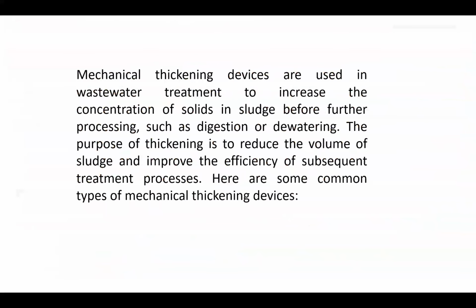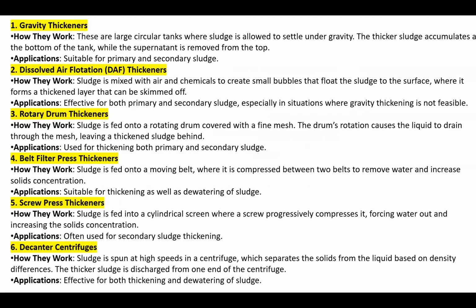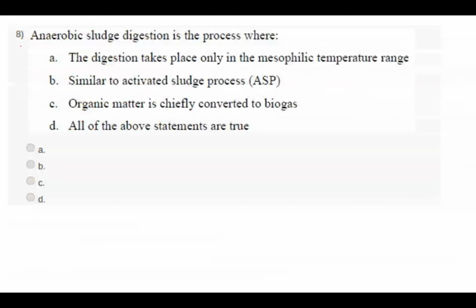Okay. So I have explained about this mechanical thickening device. So you can read it out. Anaerobic sludge digestion is the process where the digestion takes place only in the mesophilic temperature range. B. Similar to activated sludge process. C. Organic matter is chiefly converted into biogas. D. All of the above statements are true. Anaerobic sludge digestion. Not A.